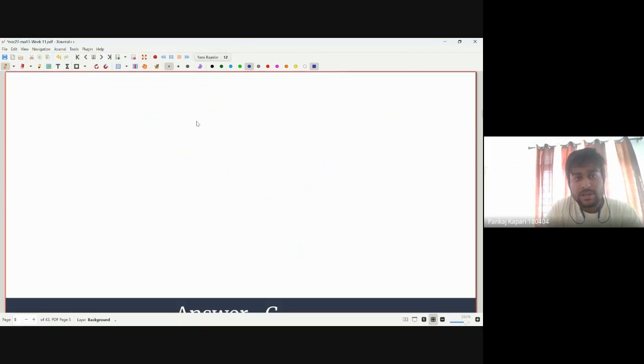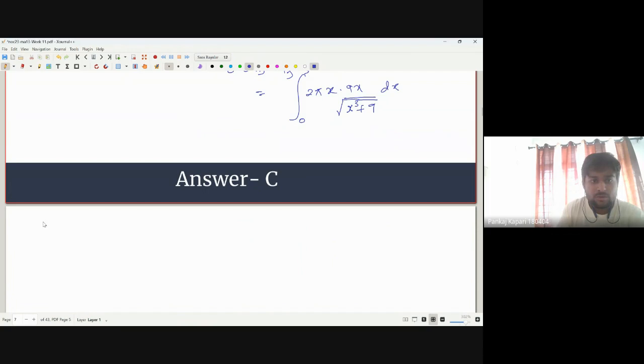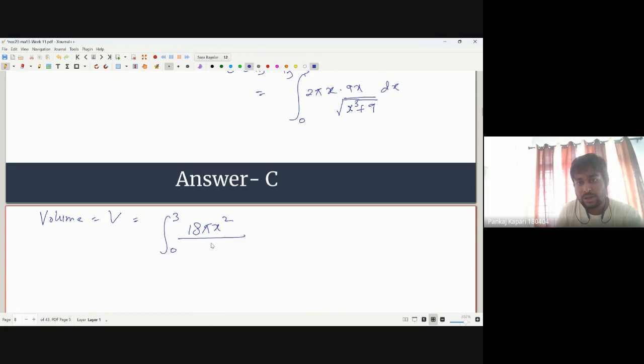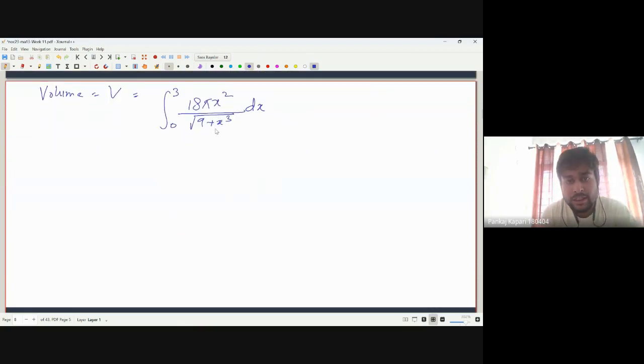So all these are applications of integration. Let's write our required volume to be equal to V, and then V is equal to the integral from 0 to 3 of 18 pi x square divided by the square root of 9 plus x cube, dx. So how do we integrate this? We can see that in the denominator we have x cube, whose derivative is 3x square, and in the numerator we have x square.